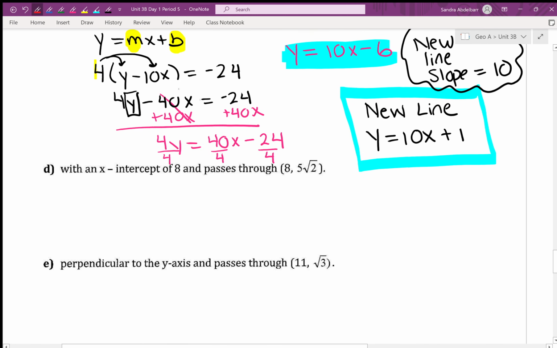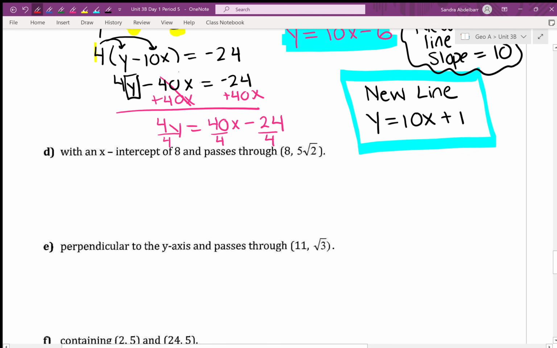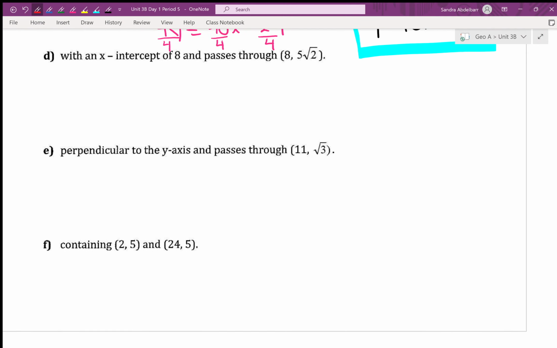Can I go on to letter D? Okay. So now, stay with me for a second. Now we need an equation of a line that has an x-intercept of 8 and passes through the point (8, 5 root 2). Don't worry about that 5 root 2. Let's just think about this. If it has an x-intercept of 8, how do I write that as a point? Allie? (8, 0), and the other point is (8, 5 root 2). Please tell me you noticed something about these 2 points.